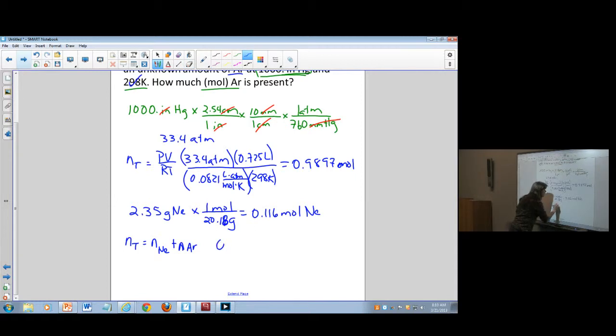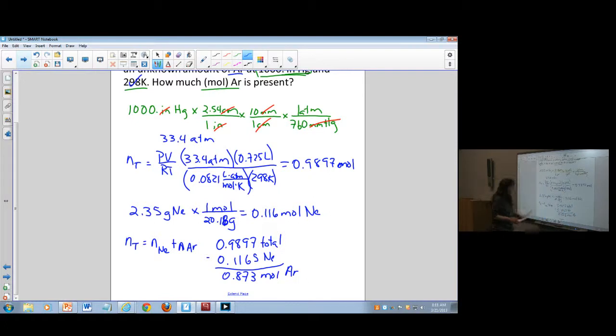So in this case, 0.9897 total minus 0.1165 for the neon tells me that the amount of argon in the sample is 0.873 moles of argon. So what I did here is I took n total minus the moles of the neon, and that tells me the moles of the argon.